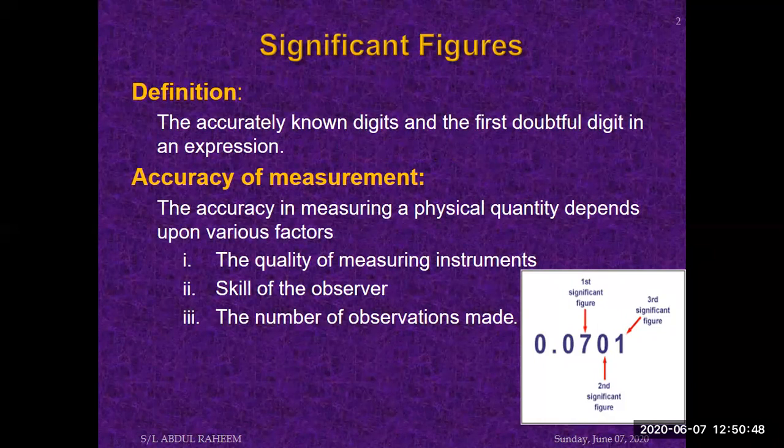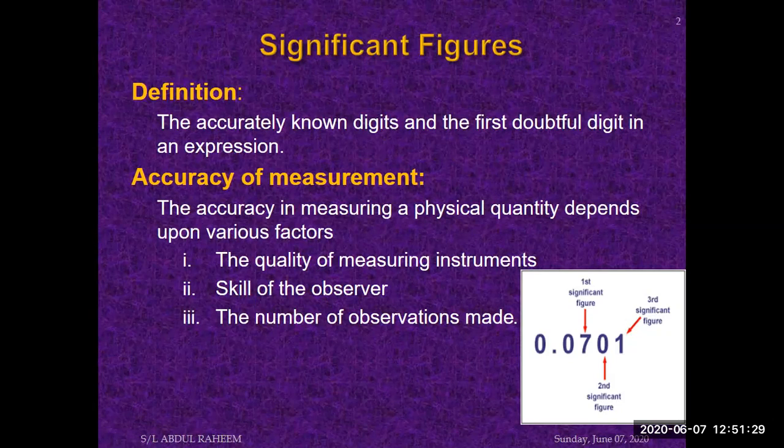Accuracy of measurement. The accuracy in measuring a physical quantity depends upon various factors. Number one, quality of measuring instrument; number two, skill of the observer; number three, number of observations made. These are the three most important points to remember when you are going to learn significant figures. Number one is the quality of the measuring instrument. Number two is the skill of the observer. Is the observer well versed to take the reading or not? What is the quality of the instrument which you are using? Is it good? Is it trustworthy?